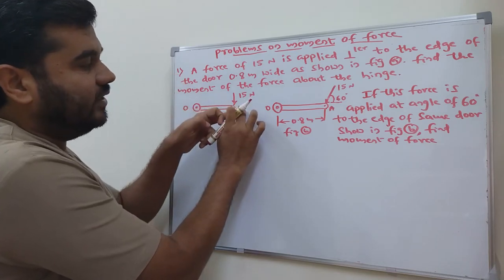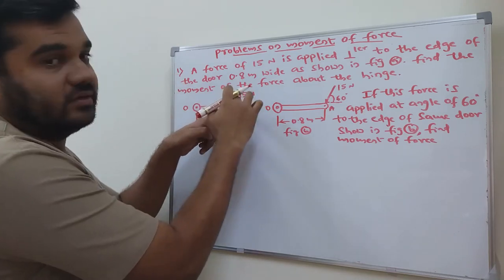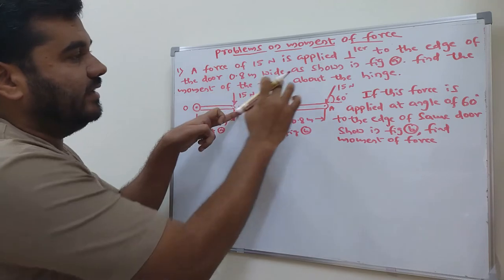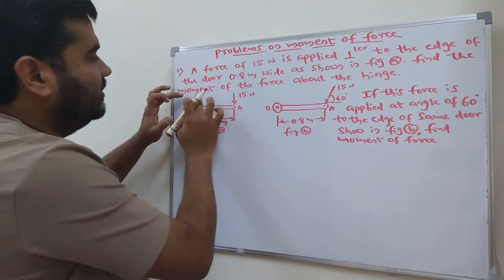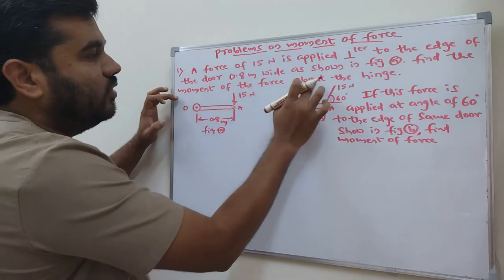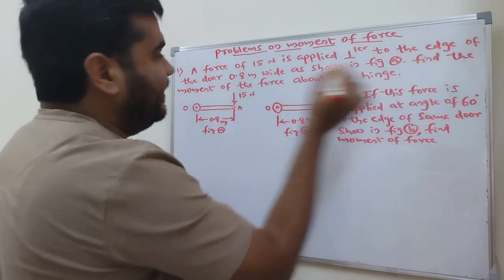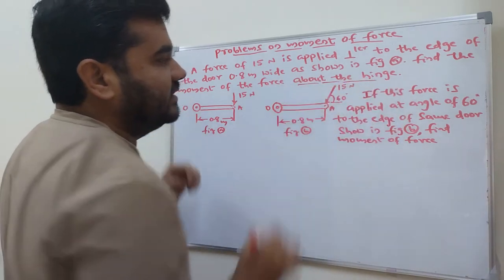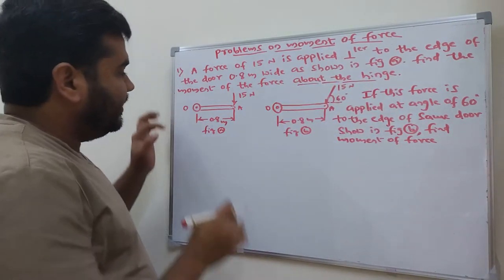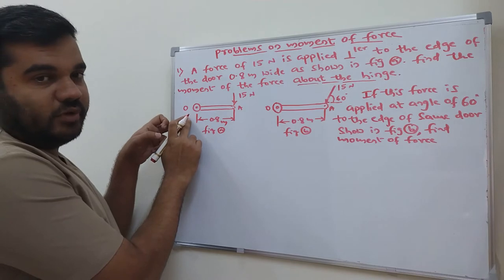And a force of 15 newton is applied at the edge of the door. This is the edge of the door. It is applied as shown in figure A. Find the moment of the force about the hinge. You need to find the moment of the force about the hinge here. Where is the hinge point? Hinge point is O.